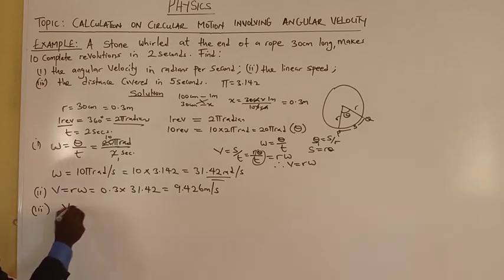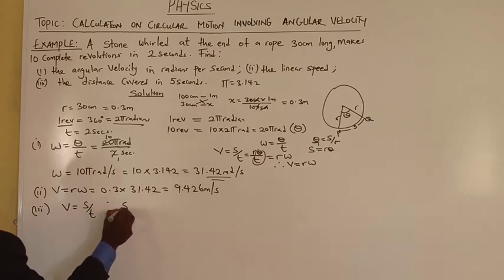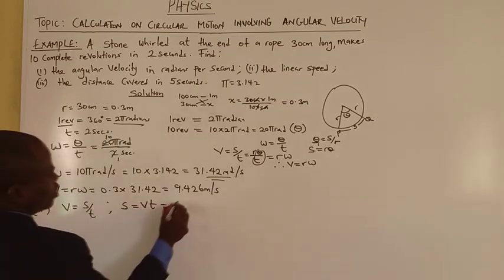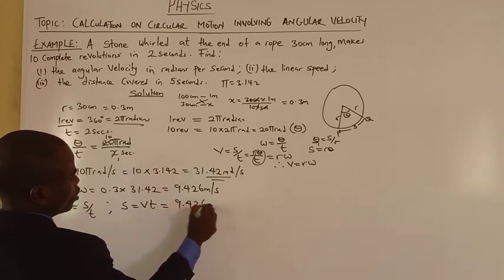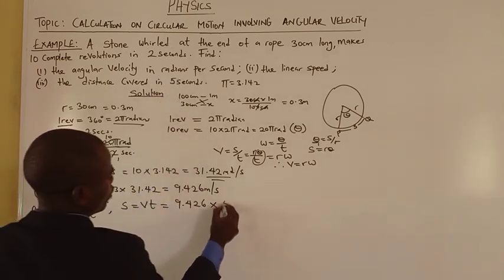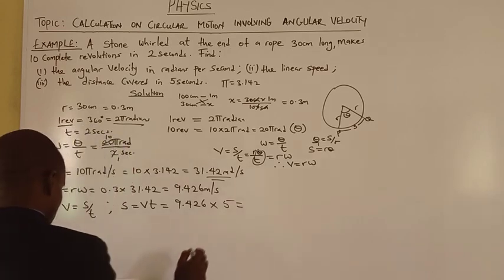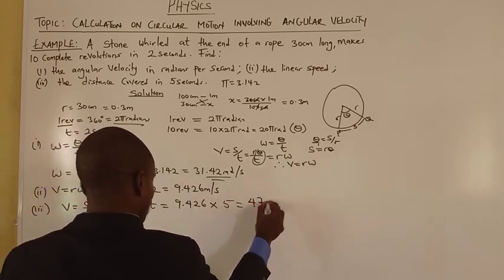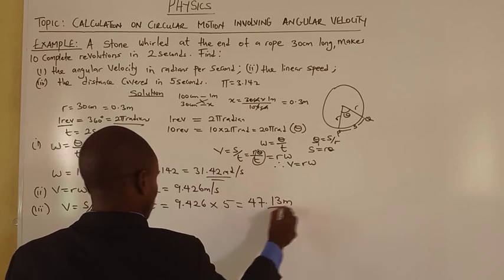The third one is the distance covered in 5 seconds. Don't forget that V equals S over T. Cross multiply, S equals VT. What is our V? Our V is 9.426. Our time, we are given the time for this condition, times 5. When you multiply that, you have 47.13 meters.